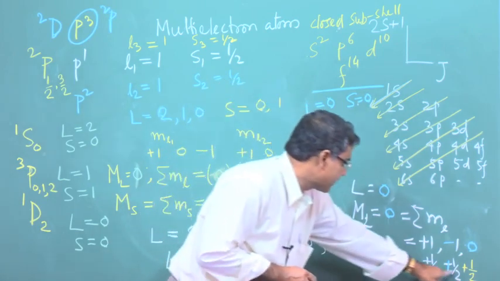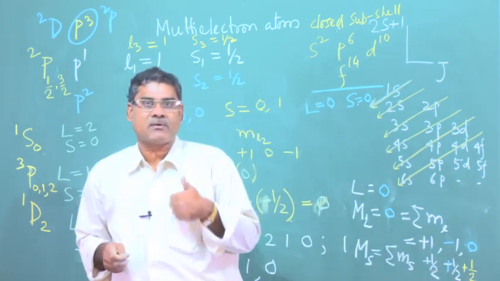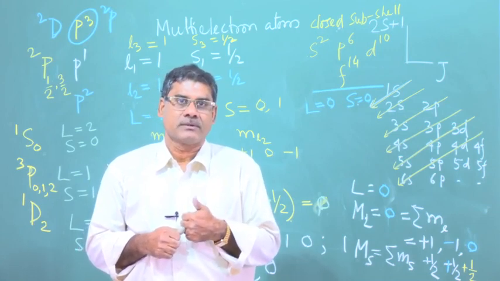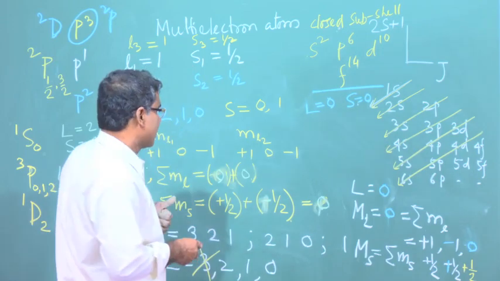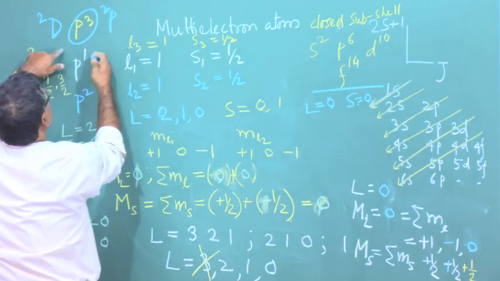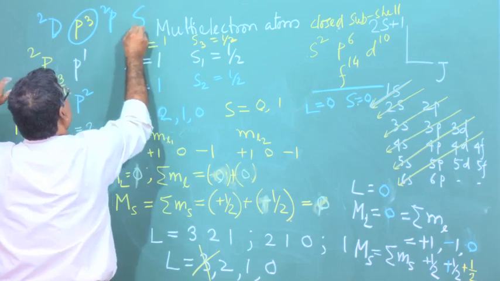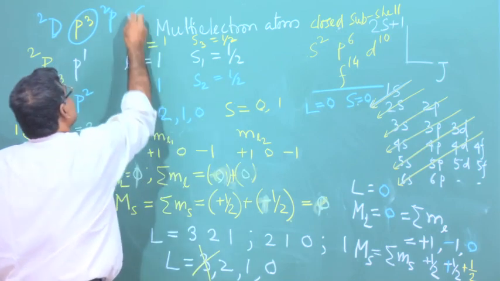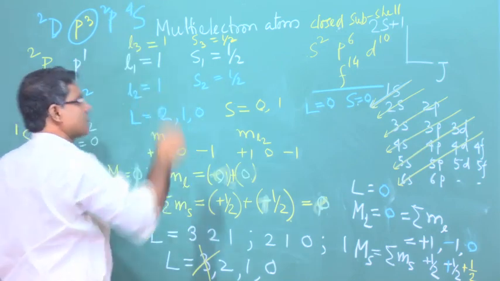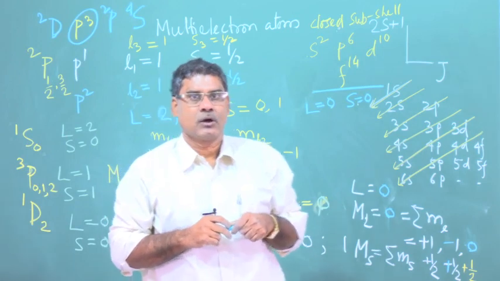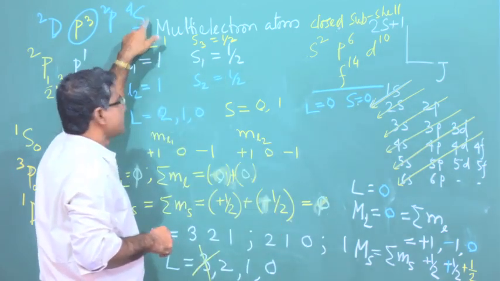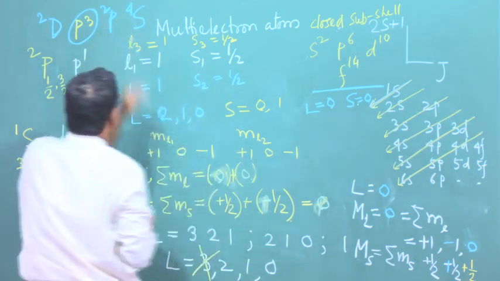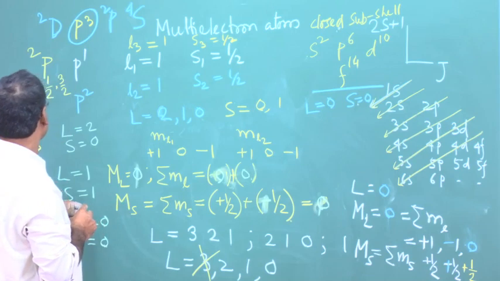Here the MS value is 3 by 2, so the S value has to be 3 by 2. Maximum MS value is 3 by 2. So, for L equal to 0, another term we are getting is S, and this 3 by 2 means it is 4S. So, this way we are getting these 3 terms from P equal to 3.